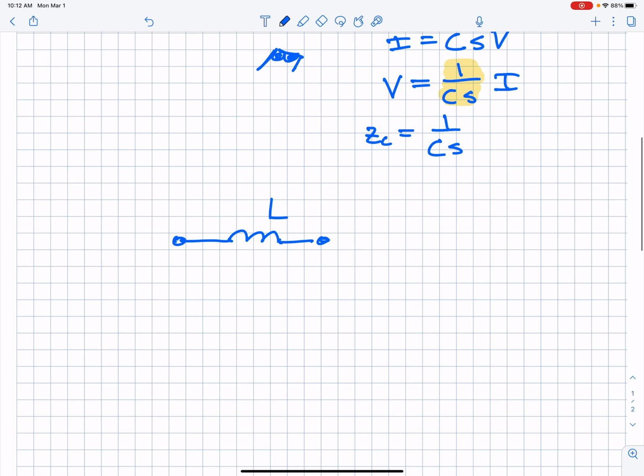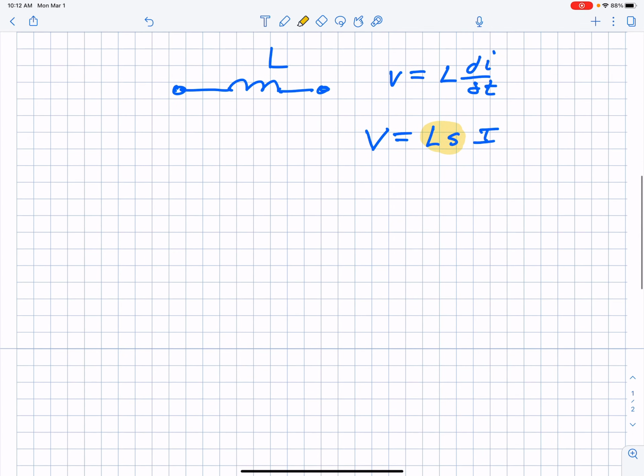All right, and we can do the same thing with an inductor. Okay, and so what we have is that V is equal to L di/dt for an inductor. Take the Laplace transform of both sides. You get V is equal to L S times capital I. And in this case, the impedance of the inductor would be L times S.